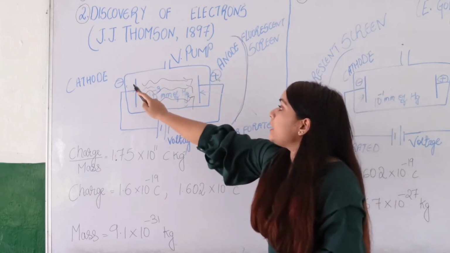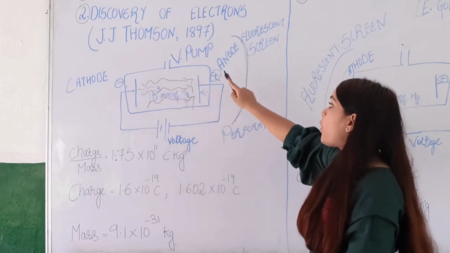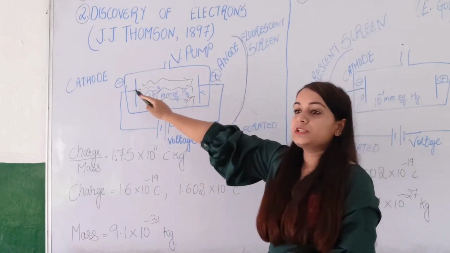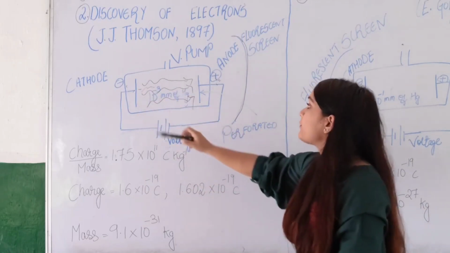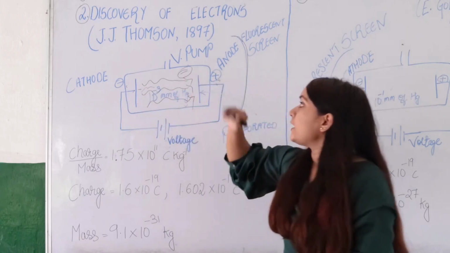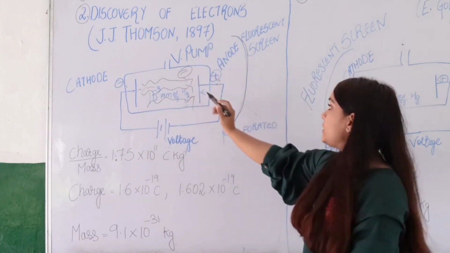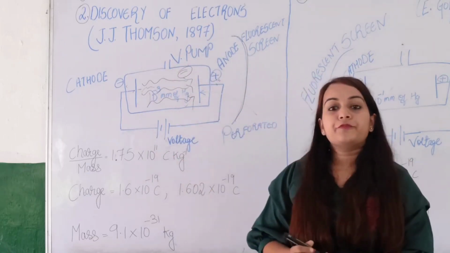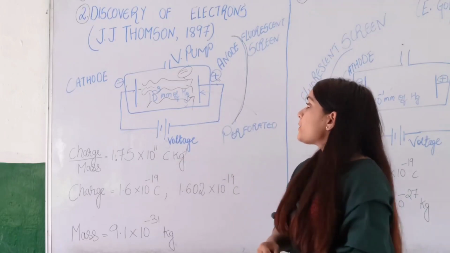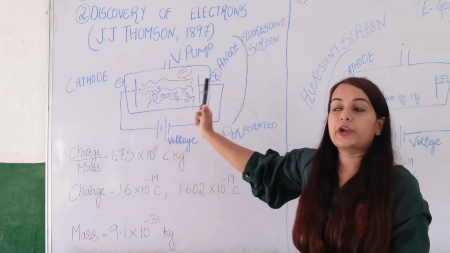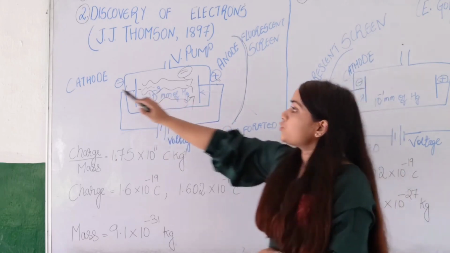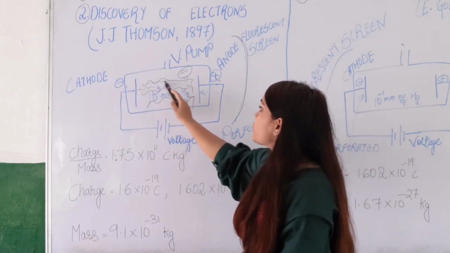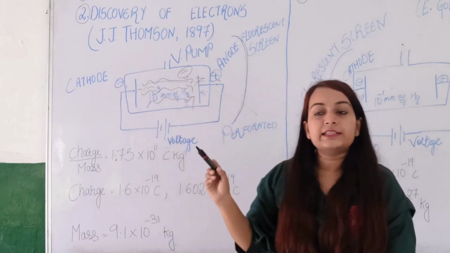Since from the negative terminal it was getting attracted to the positive terminal, it was concluded that these rays which are coming out from the cathode must have a negative charge. That is the sole reason why it is getting attracted to the positive terminal. So from this entire experiment, the first thing that was concluded was that the properties of cathode rays were found. The properties were that cathode rays have negative charge and they were termed as electrons, and they pass in a straight line, and also they possess kinetic energy.